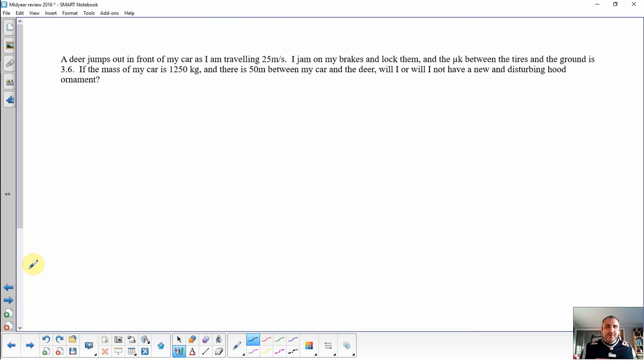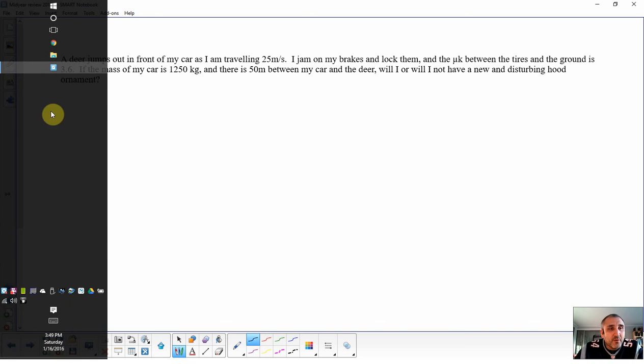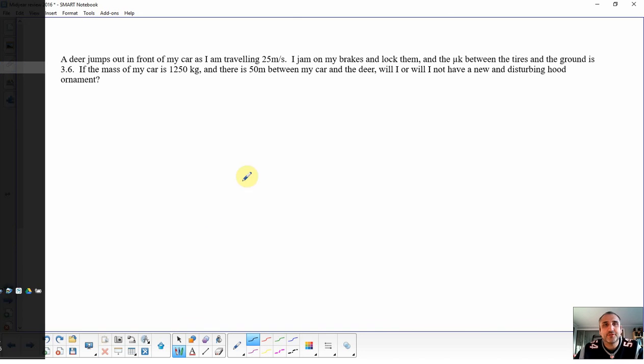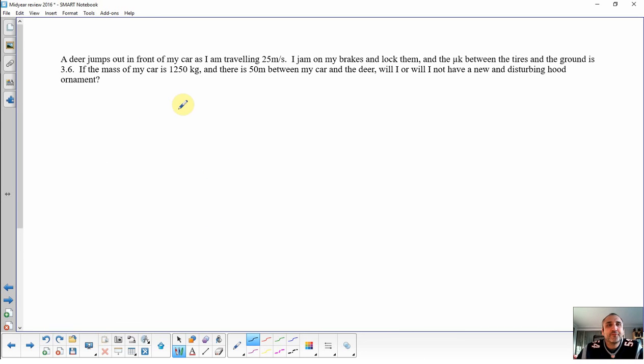Now these last three are great problems because they tie together dynamics and kinematics. And I really hope that this has been doing a good job recording, because I just don't want to write it again. All right, so a deer jumps out in front of my car as I'm traveling 25 meters per second. I jam on my brakes and lock them, and the mu between the tires and the ground is 3.6, which is a ridiculously big mu.